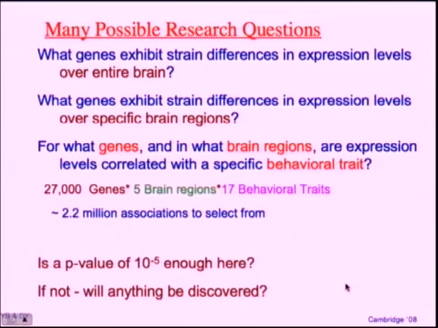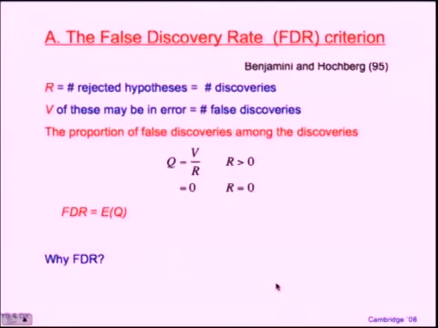Just the third one: is a p-value of 10 to the minus 5 used before appropriate for this one? And if not, then we should go to a higher resolution. Will anything be discovered? So these are the main ideas, and what I want to present to you now is the FDR approach to this selection problem.